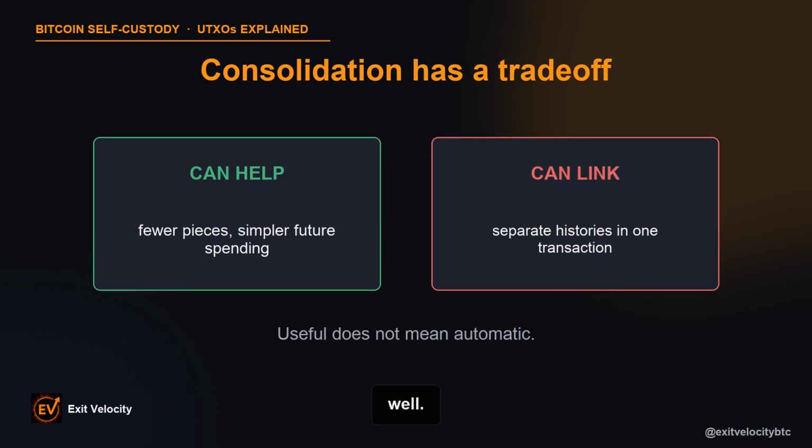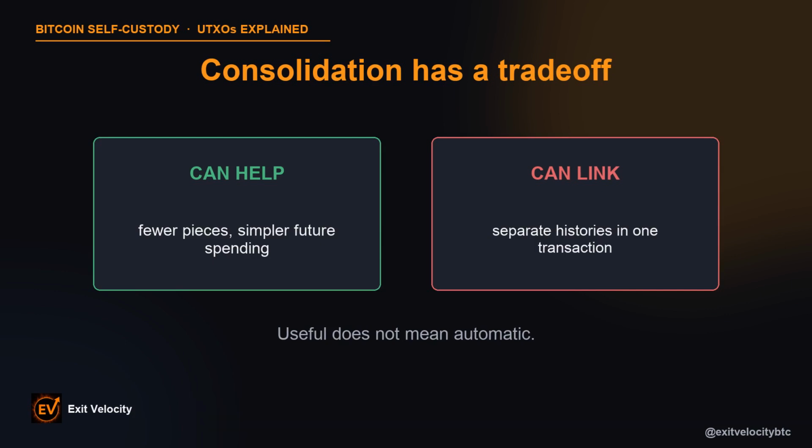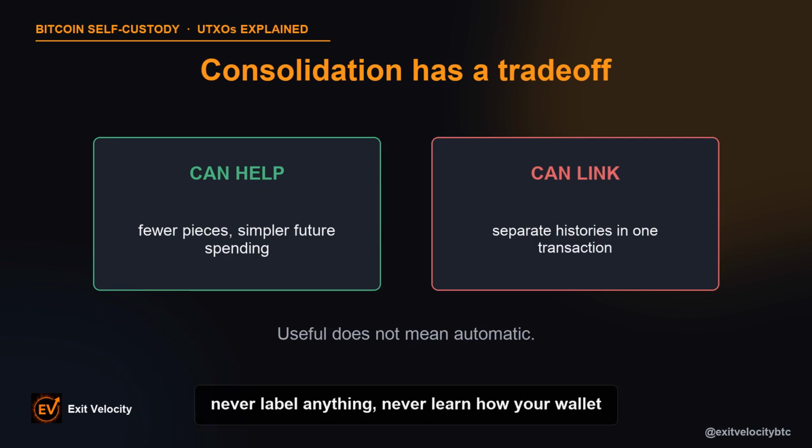Cold storage is excellent when it is done well. It reduces exchange risk. It gives you control over your keys. It makes Bitcoin feel less like a brokerage balance and more like property you actually hold. But cold storage is not a magic spell. If you send tiny pieces into it forever, never label anything, never learn how your wallet chooses coins, and never understand change outputs, you can create a different kind of future headache.